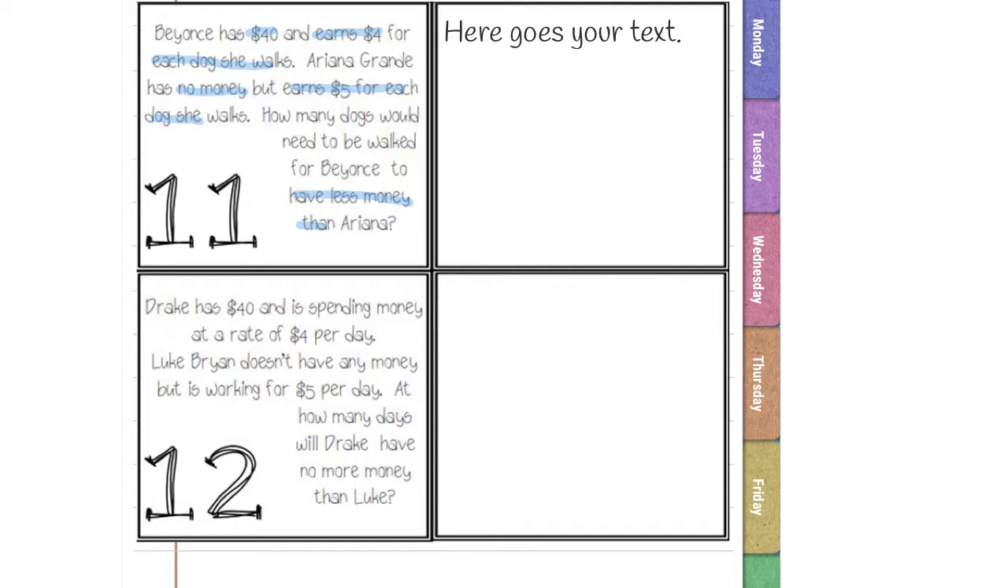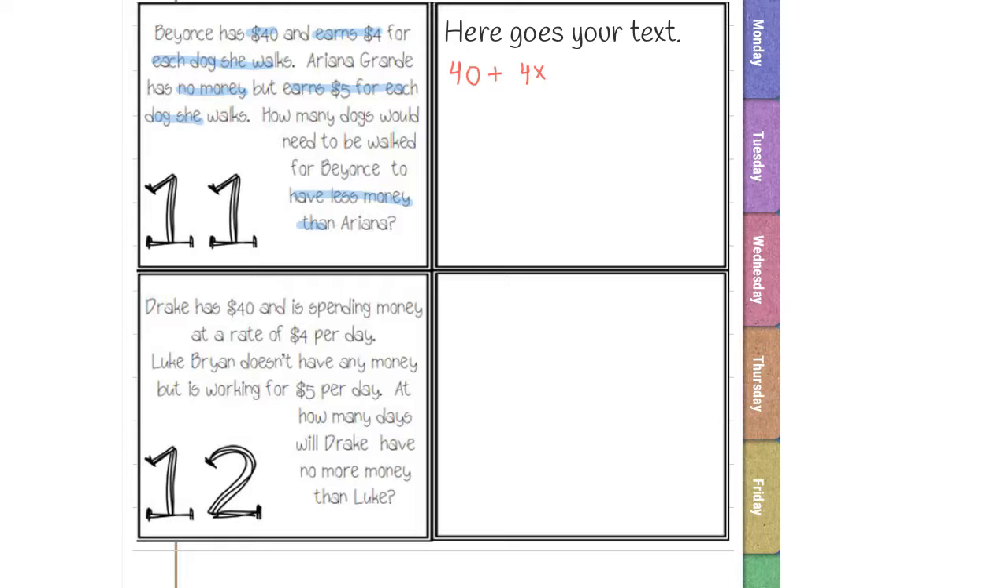All right, so let's go ahead and start setting up our equation. So we know that Beyonce already has $40. That's her constant. And in addition to that, she earns $4 for each dog that she walks. But we don't know how many dogs she's walking, so that is x.